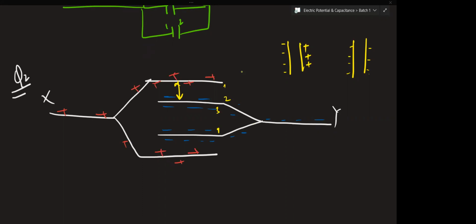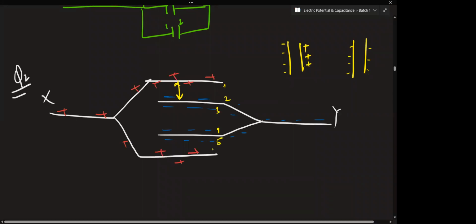That's what I was saying. Whenever capacitors are there with the same polarity, ignore it. If only opposite polarities are there, just see. This is 5, this is 6. Opposite polarity means only 2 capacitors are there. And see, whenever you see this setup, there is always a parallel connection.